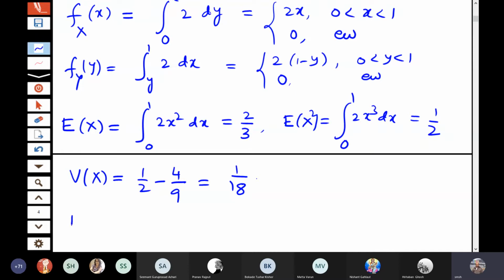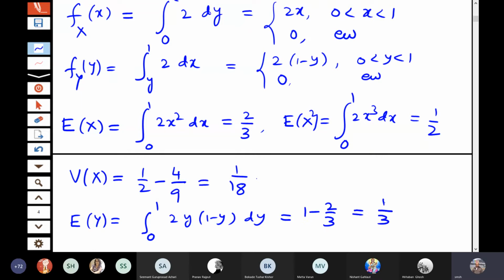In a similar way, I can calculate expectation of y. So expectation of y is again integral 0 to 1 of 2y into 1 minus y. So easily you can check this calculation. It is 1 minus 2y square, so that will give you 2 by 3. So 1 minus 2 by 3, that is 1 by 3.